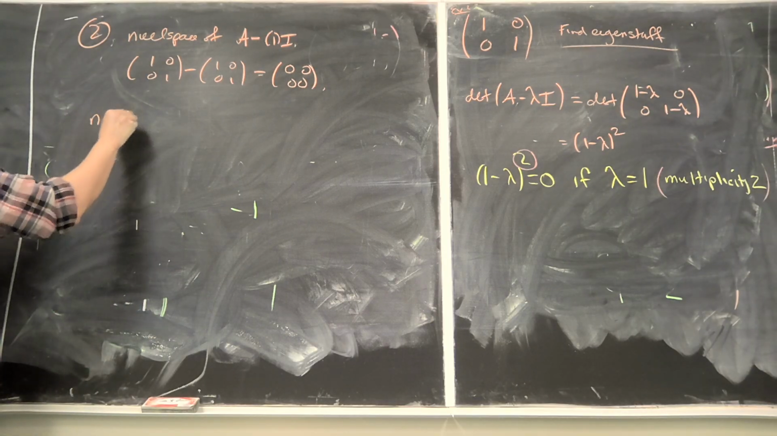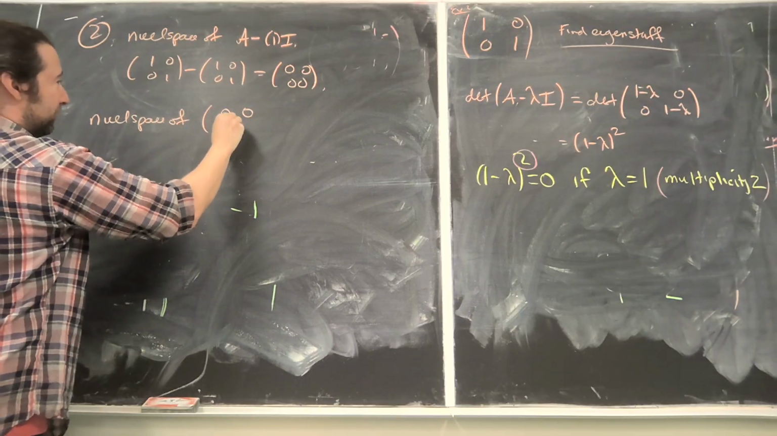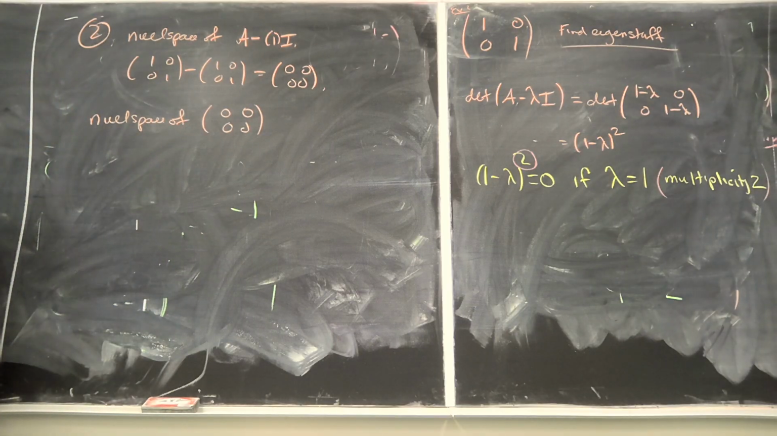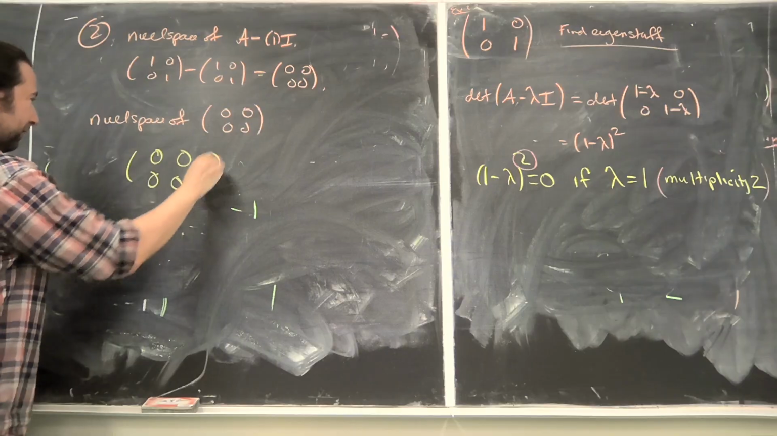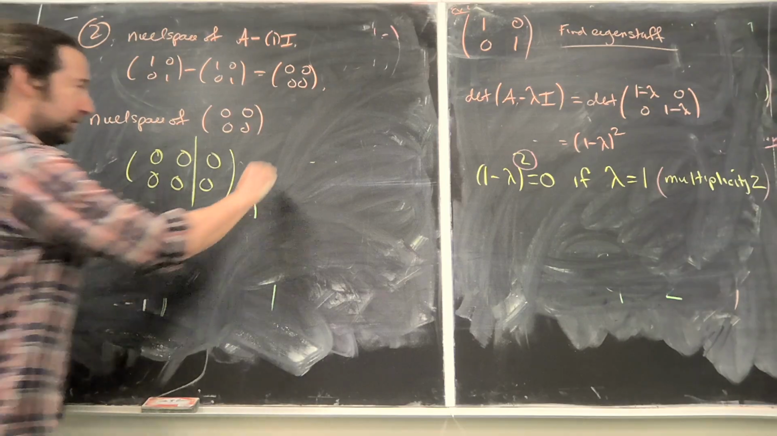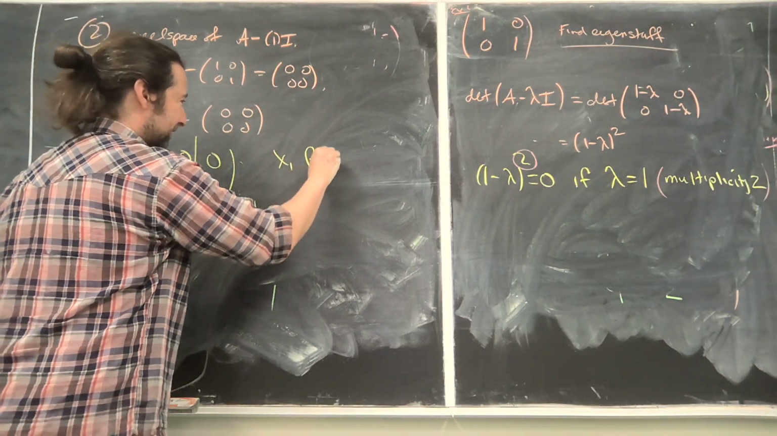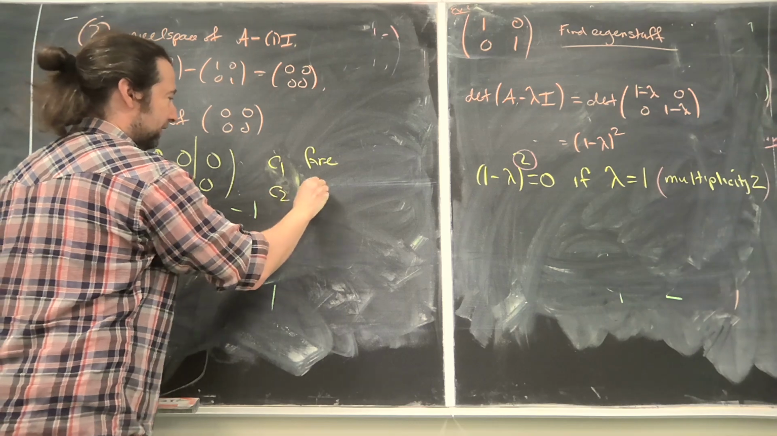So the null space of 0, 0, 0, 0. Okay, I know this is pretty complicated. What I'm going to do is I'm going to augment that with a column of zeros. I'm going to row reduce it. 0, 0, 0, 0, 0, 0, augmented column. Where are the free variables? Yeah, there's no pivots. x1 is free. And also x2 is free, or sorry, c1 and c2, whatever your favorite letters are.